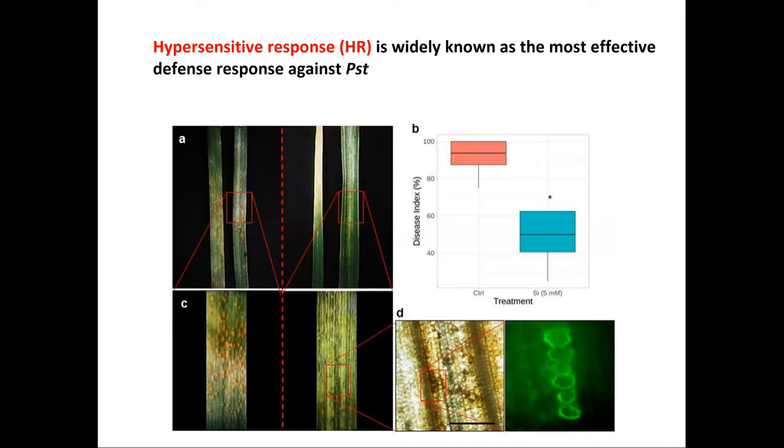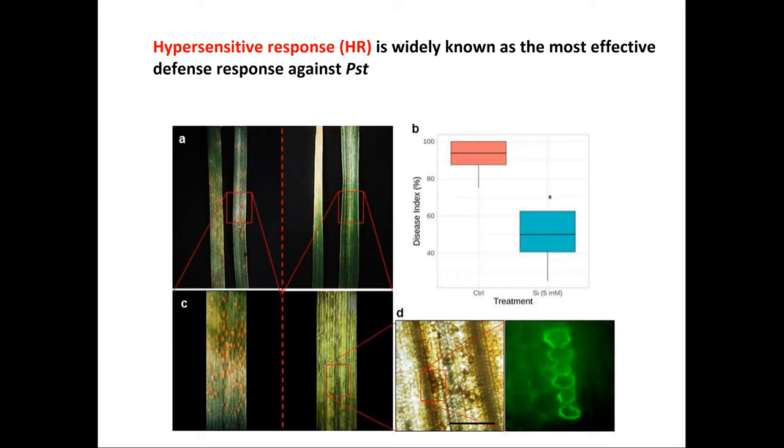It is widely believed that hypersensitive response is the most effective defense mechanism of the host against this pathogen. I know I'm speaking to plant pathologists, so I don't need to explain that, but as you probably know, it's a kind of programmed cell death where the resistant host sacrifices parts of its tissue and kills highly localized cells, particularly those in close contact with the pathogen, where the pathogen is attempting to penetrate into the tissue, in order to restrict the growth of the pathogen and suppress its colonization.